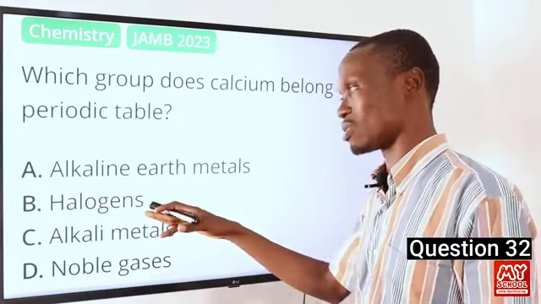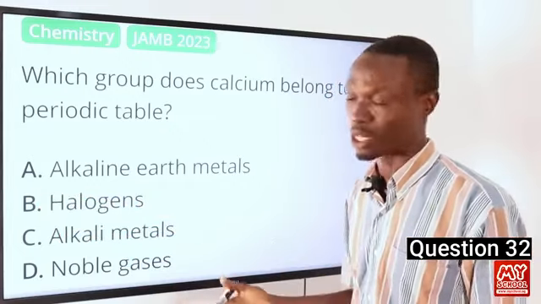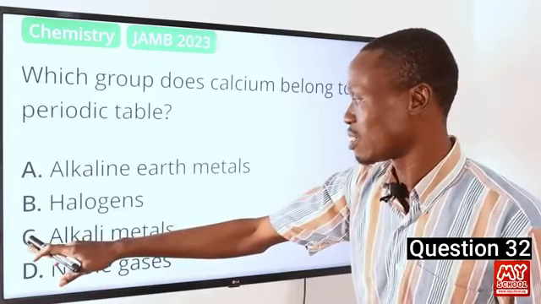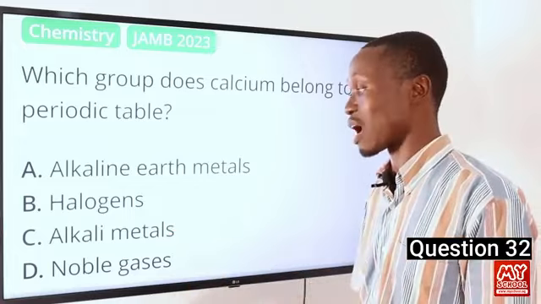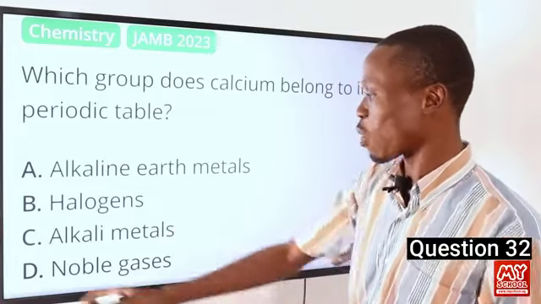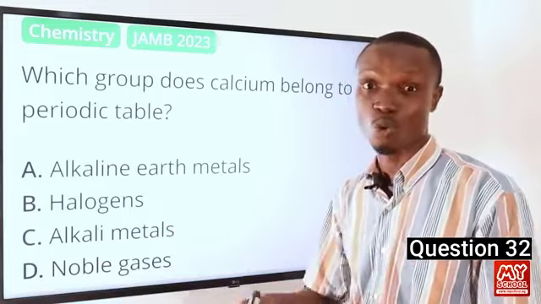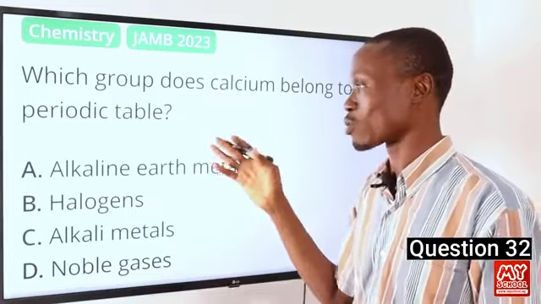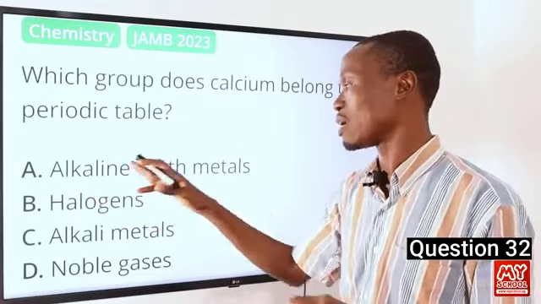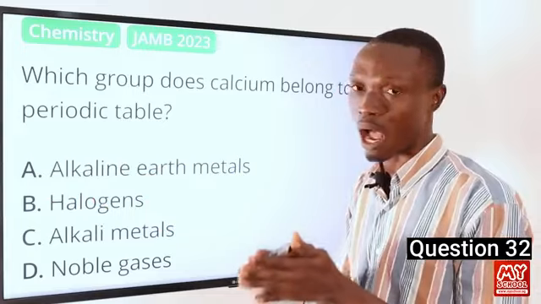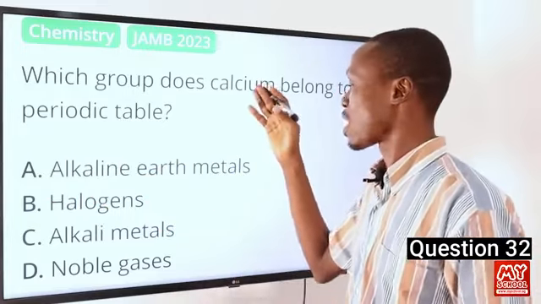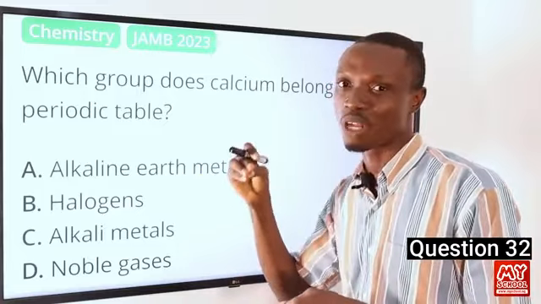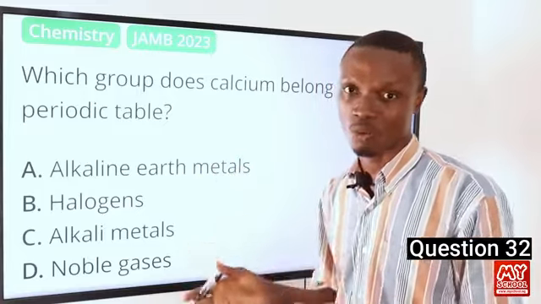B, we have the halogens. The halogens are the group 7 elements, and they are referred to as salt formers. Then option C is alkali metals. Alkali metals are the group 1 elements. Then D, noble gases. Noble gases are the group 8, or you can say the group 0 elements. So the correct option to this question is option A. Alkaline earth metals on the periodic table are group 2, so calcium belongs to the alkaline earth metals, and the reason is the number of valence electrons in its outer shell, which is 2.